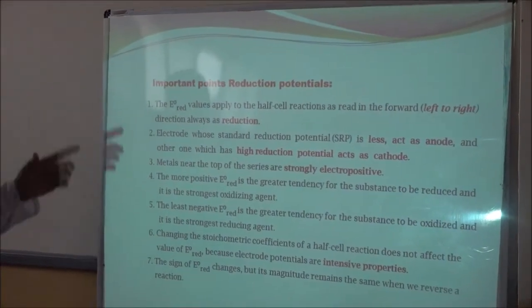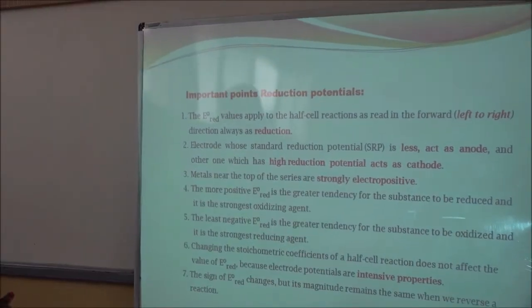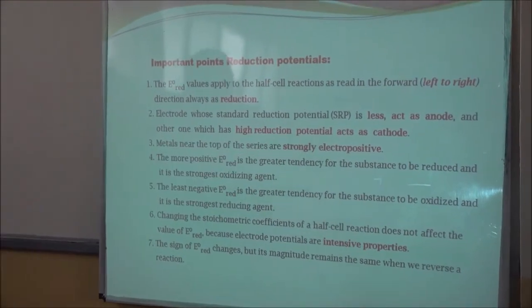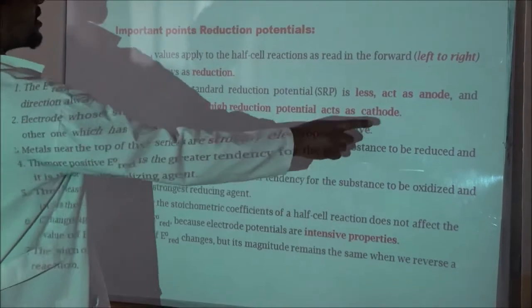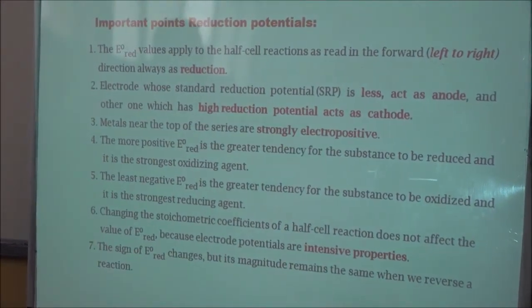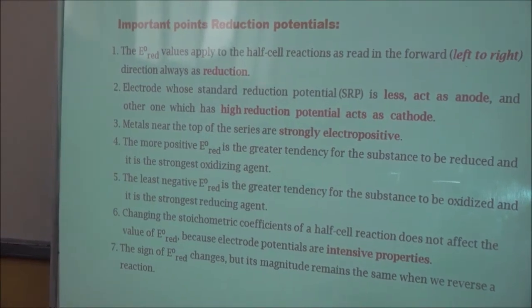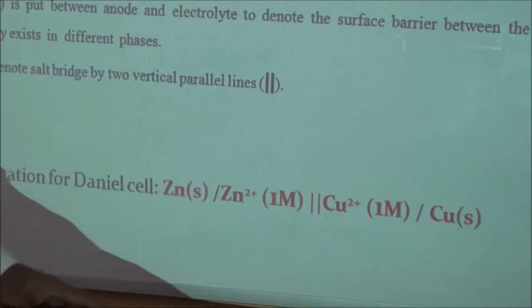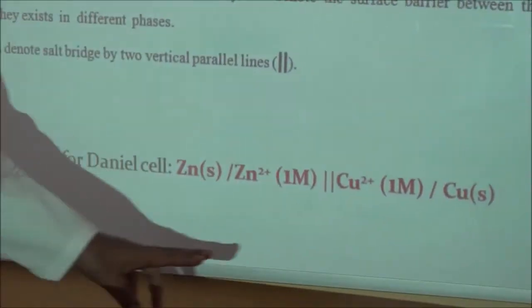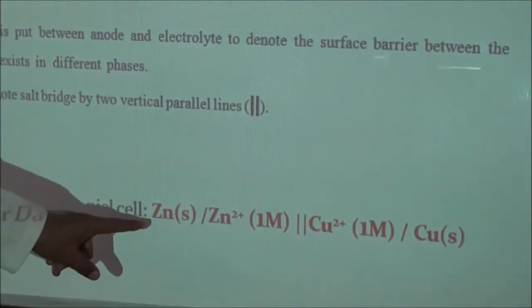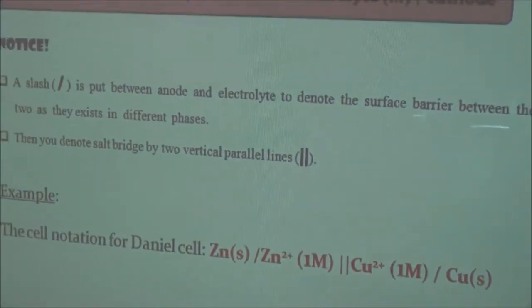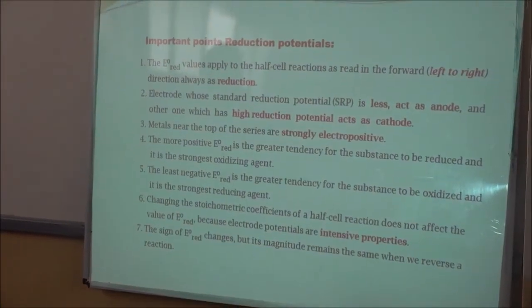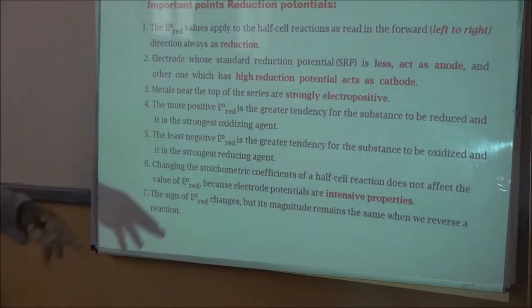Always in a galvanic cell, the one with less reduction potential value acts as anode, whereas the one with higher reduction potential, the metal or rod, acts as cathode. For example, in the Daniel cell we have zinc and copper. The chemical reactivity of zinc is greater than copper, that is why zinc acts as anode, and copper acts as cathode. These are important points.